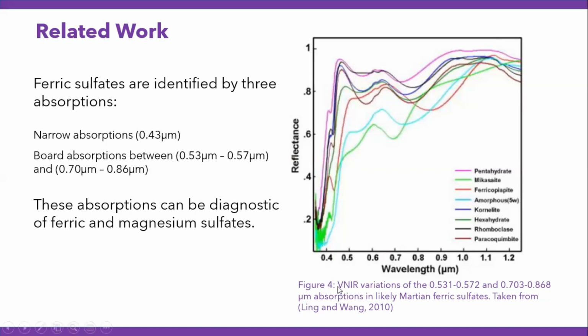For example, research done by Lang and Wong in 2010 shows a kind of evaporite deposit called sulfate. Ferric sulfate, for instance, is characterized by three important absorptions: an absorption at 0.43, and absorptions between 0.53 micrometer and 0.70 to 0.86 micrometer. The most important thing is that the exact position of these absorptions can be diagnostic and indicative of the presence of ferric sulfate and also magnesium sulfate.